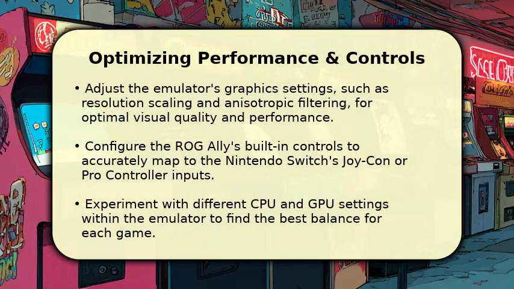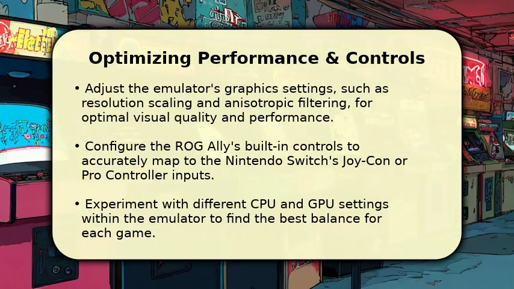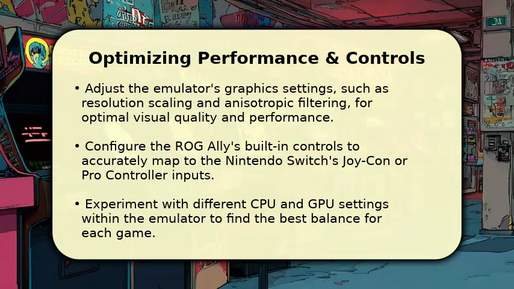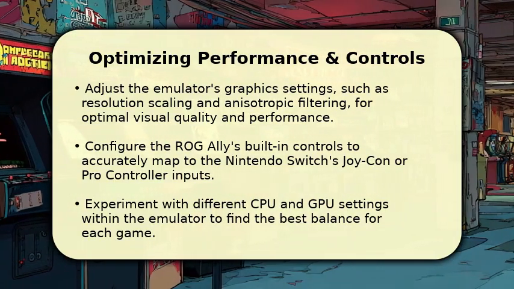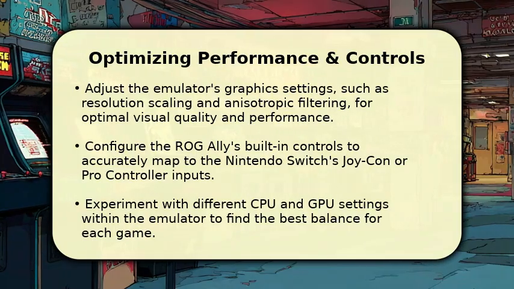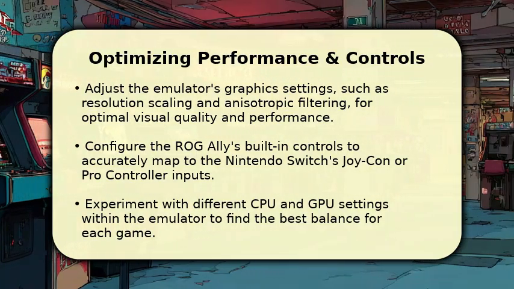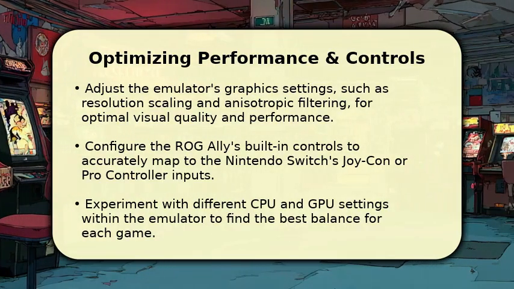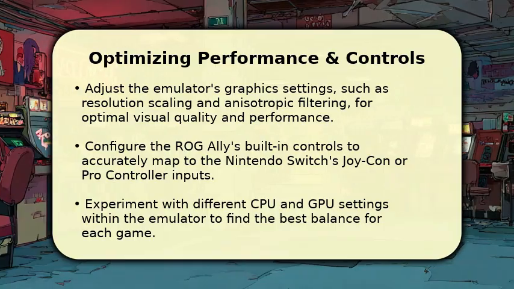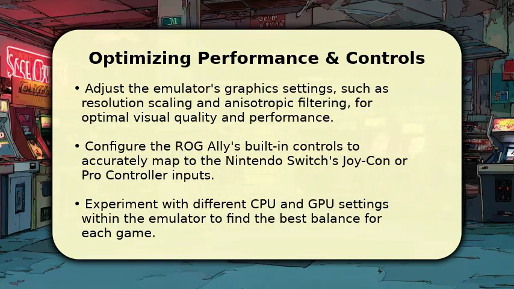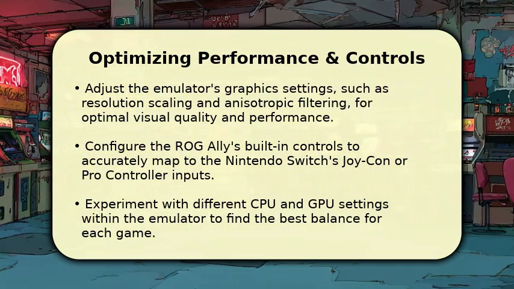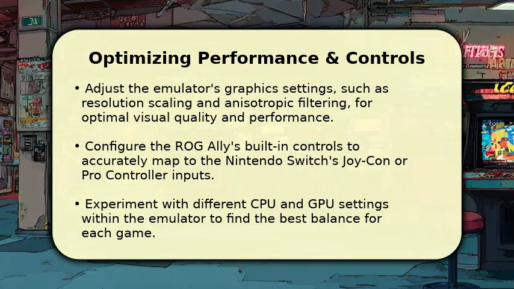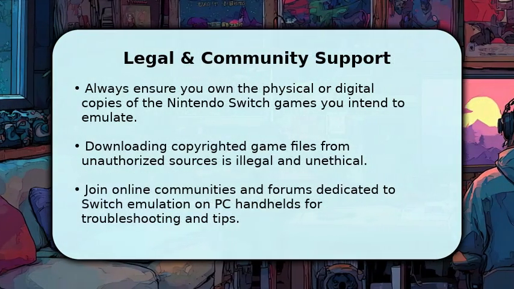Now, let's optimize your gaming experience. Within the emulator, you can tweak various settings like resolution and frame rate to match your ROG Ally's capabilities. For controls, map the Ally's buttons and joysticks to perfectly mimic a Switch controller. This ensures a natural and responsive feel. Don't hesitate to experiment with different performance profiles for individual games. Some titles might benefit from higher settings, while others require a more balanced approach for smooth gameplay. Fine-tuning is key here.